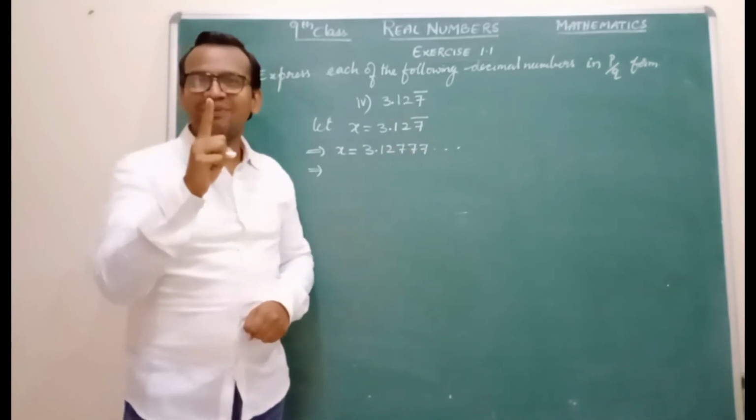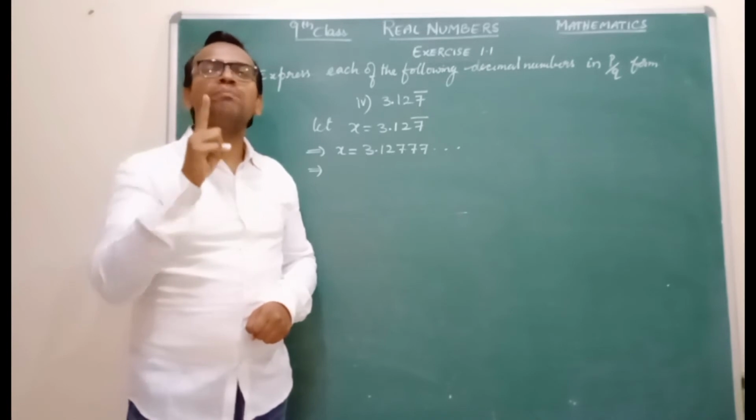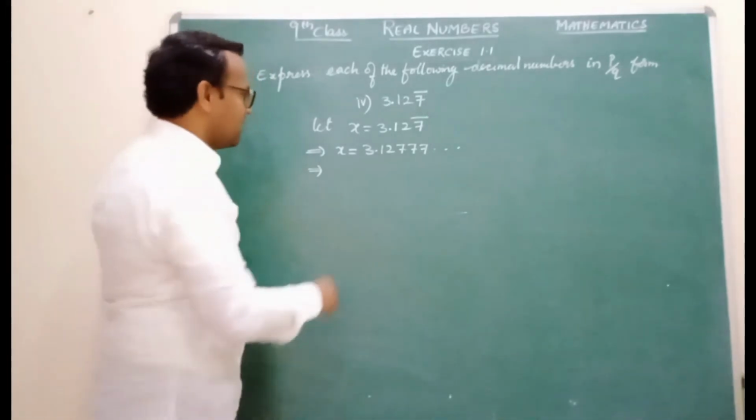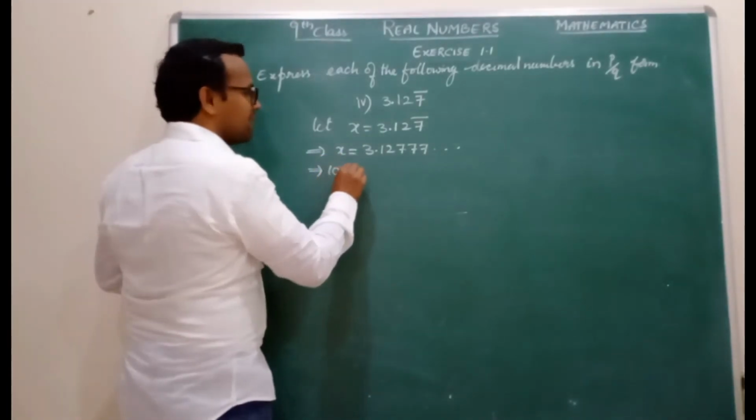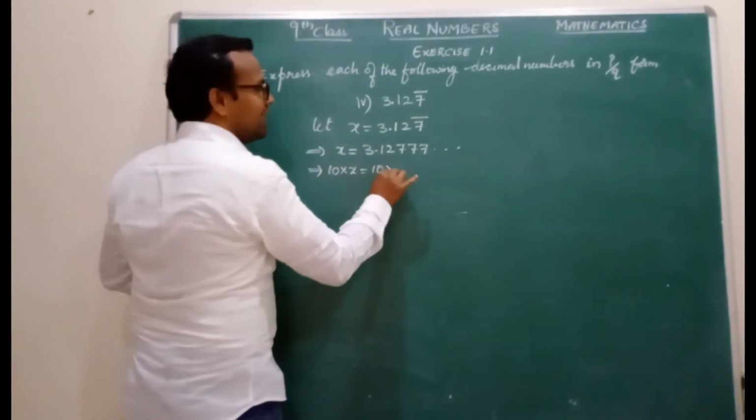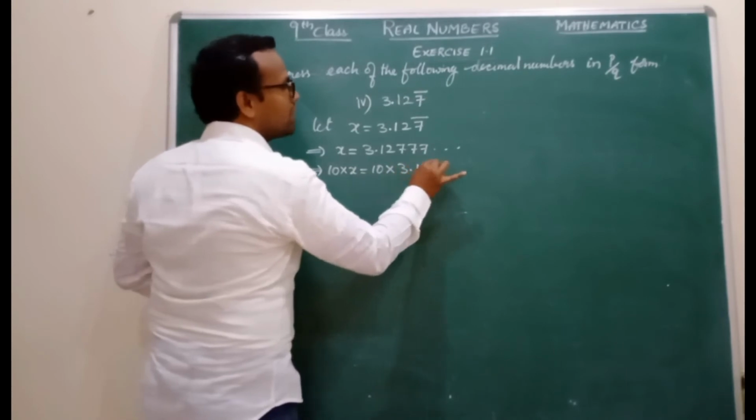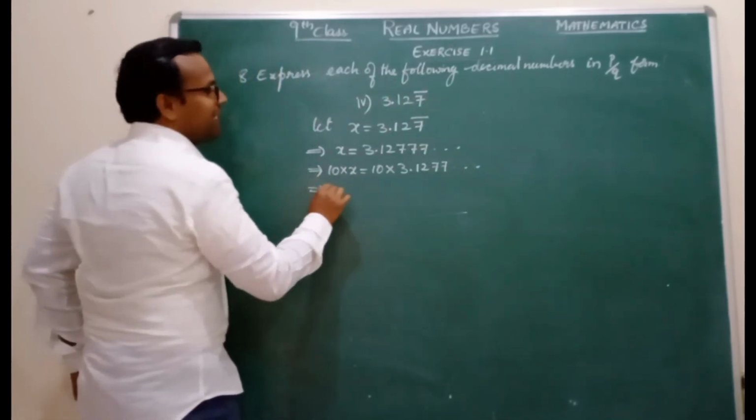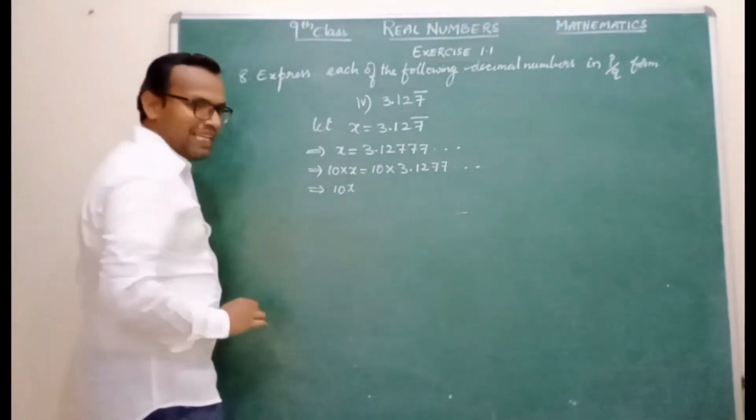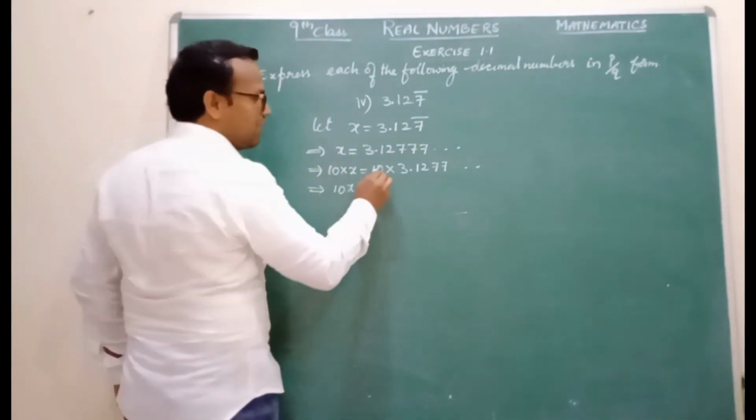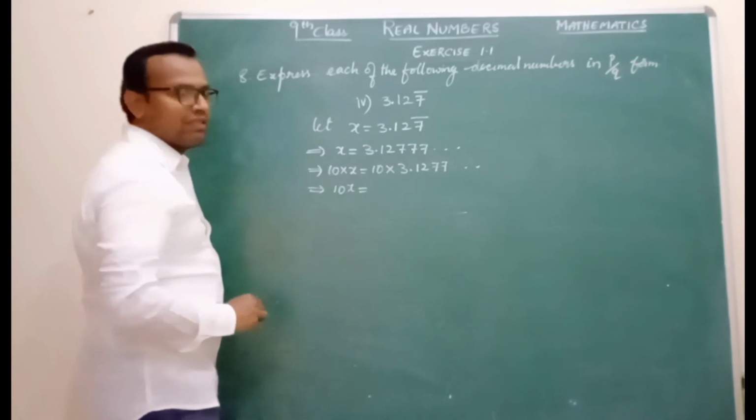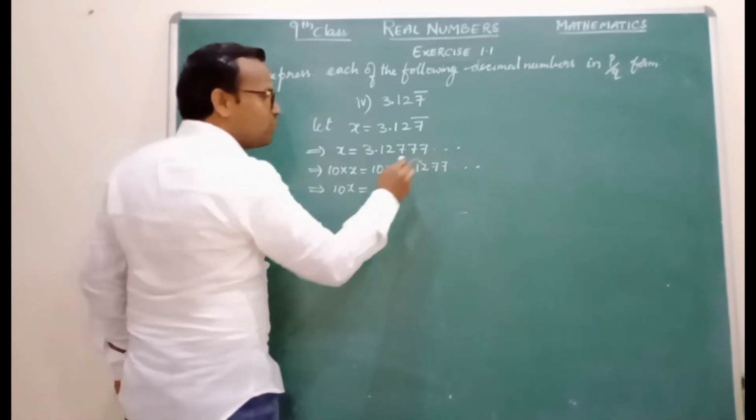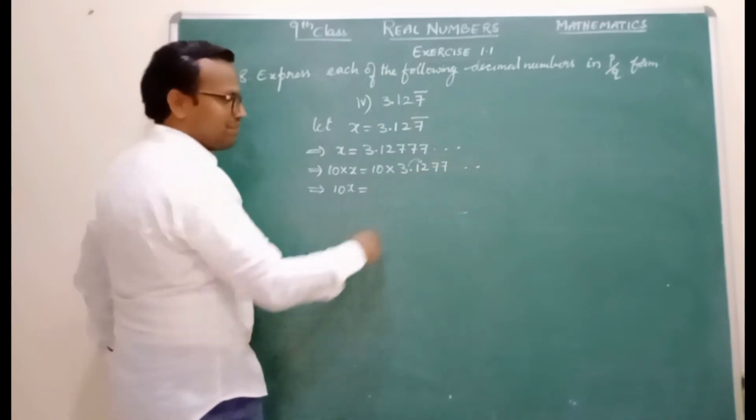If periodicity is 1, we have to multiply with 10 power 1. 10 power 1 is nothing but 10. So multiply with 10: 10 into x is equal to 10 into 3.12777 and so on. Now 10 into x is nothing but 10x, which is equal to 10 into this decimal. When you are multiplying with 10, the decimal point will move one place towards the right side, means after 1.